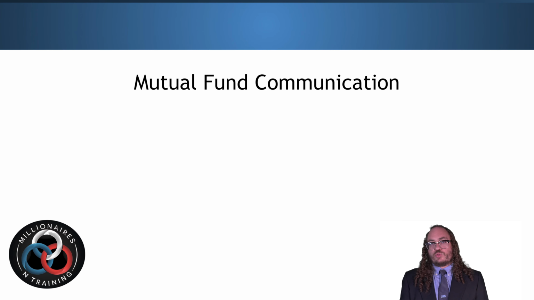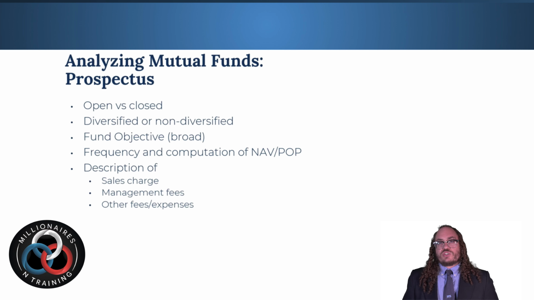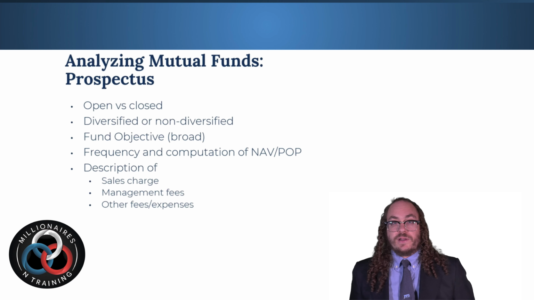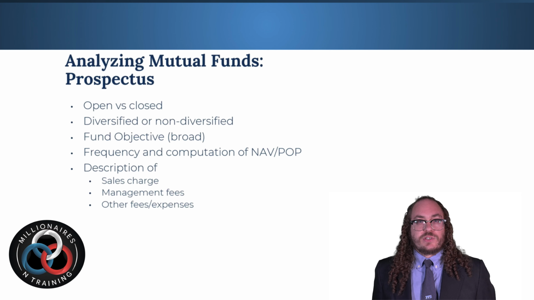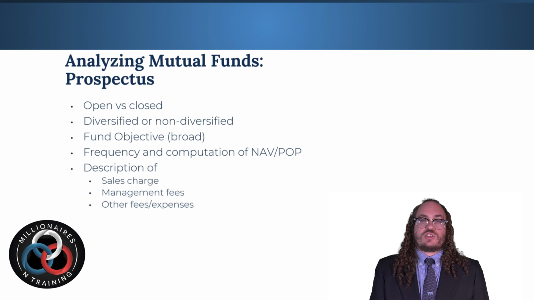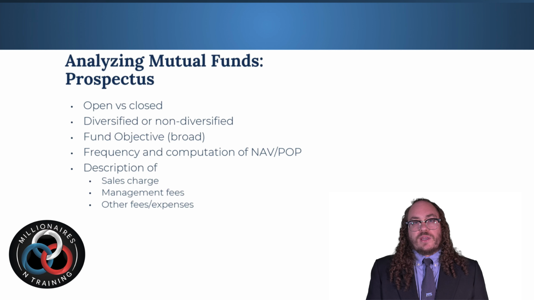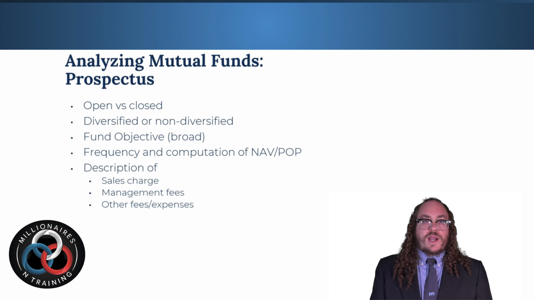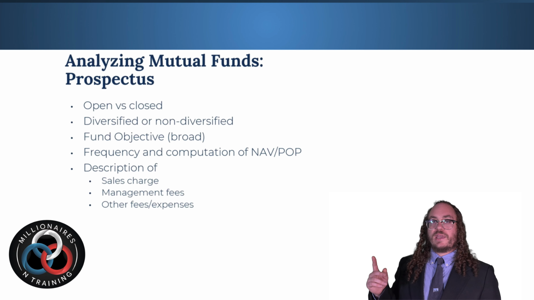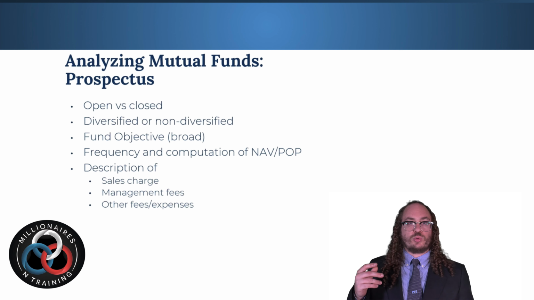And finally, we're going to take a look at mutual fund communication. When analyzing a mutual fund prospectus, the fund prospectus is going to tell us if that fund is open-end or closed-end. Is it a diversified or non-diversified mutual fund? What is the fund's objective? So remember, this is usually a very broad objective. The computation of the NAV and POP, descriptions of the sales charge, management fees, and other fees associated with the portfolio. It will also give an explanation of breakpoints, rights of accumulation, letters of intent, any type of withdrawal plans allowable, and exchanges made within the same complex or mutual fund family.